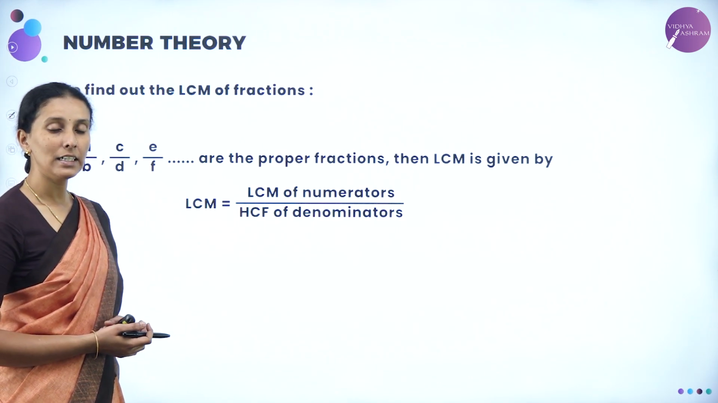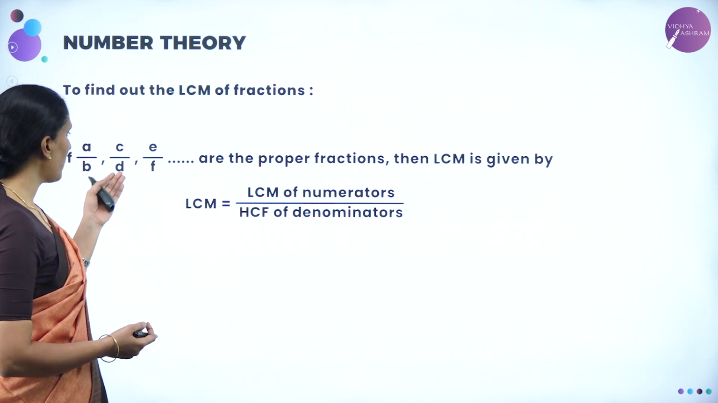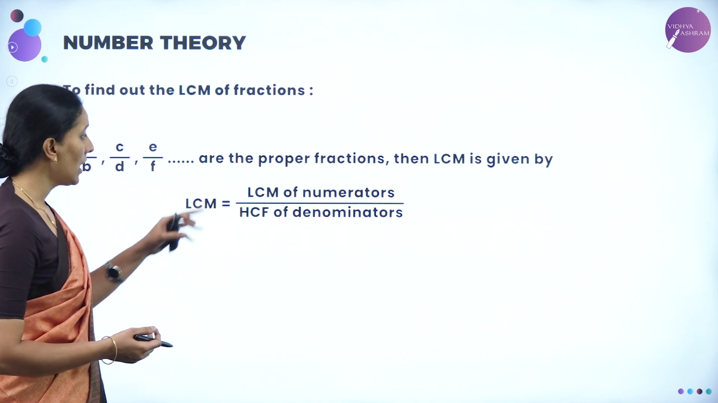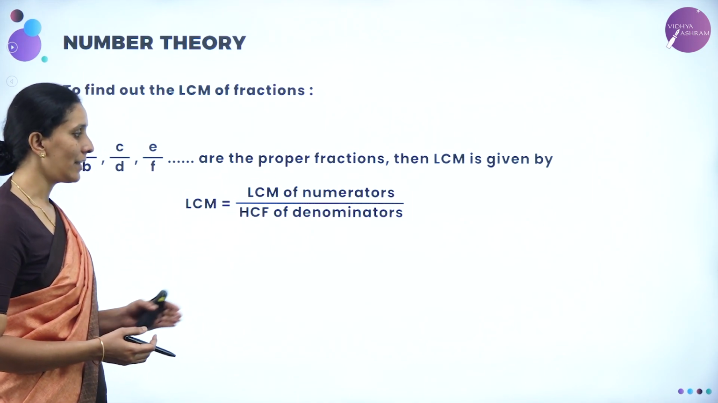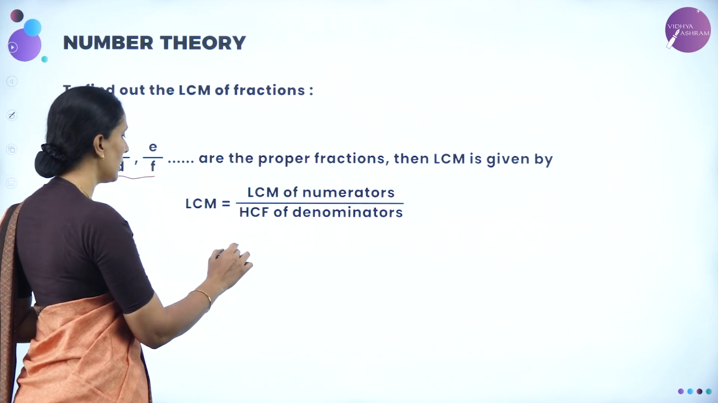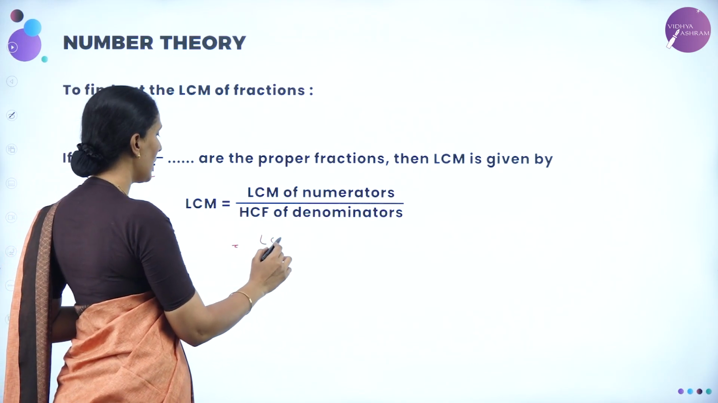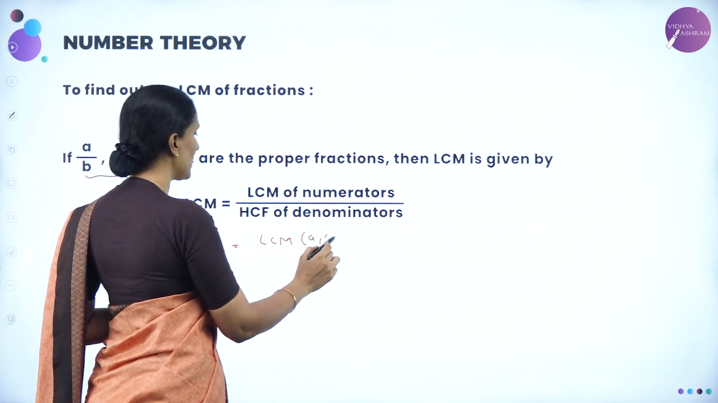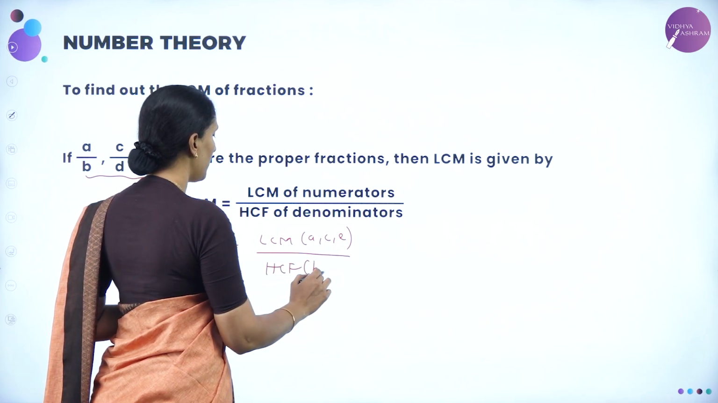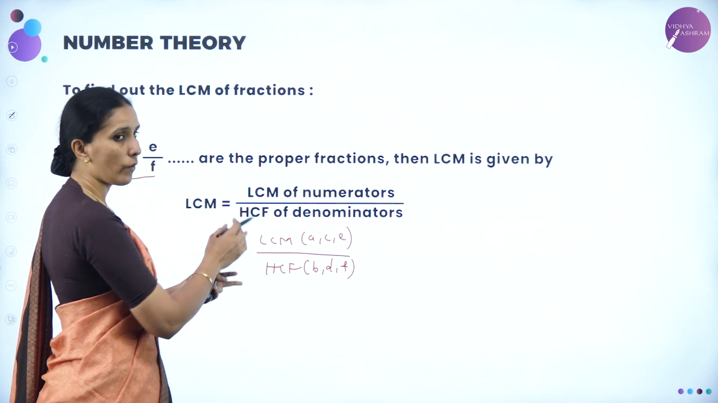As we studied the LCM of HCF in the same procedure, suppose A by B, C by D, E by F are proper fractions, then the LCM is given by the LCM of the numerators by the HCF of the denominators. If we consider only these three numbers, then the LCM of A by B, C by D, E by F is given by LCM of A, C, E and HCF of B, D, F. Whereas to find the HCF, it is vice versa.